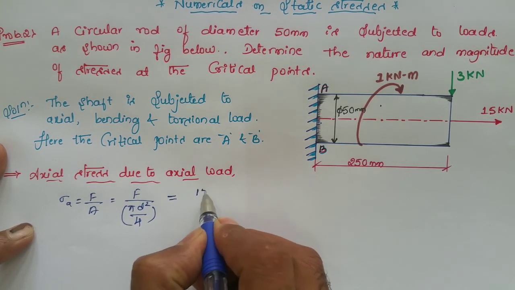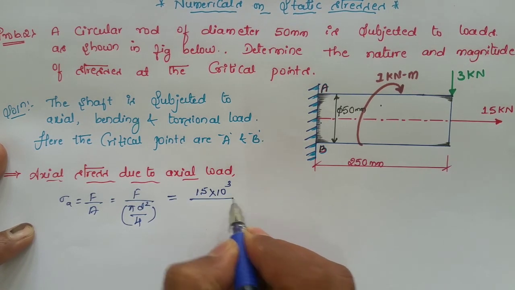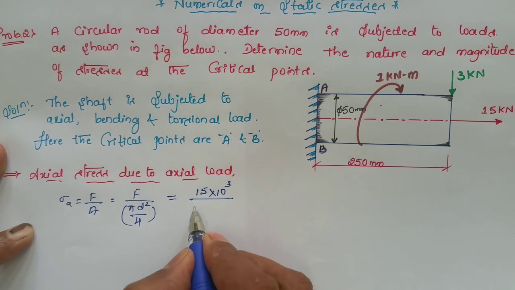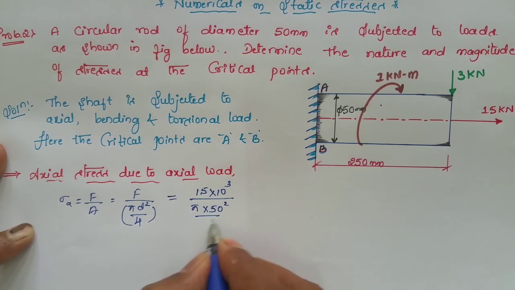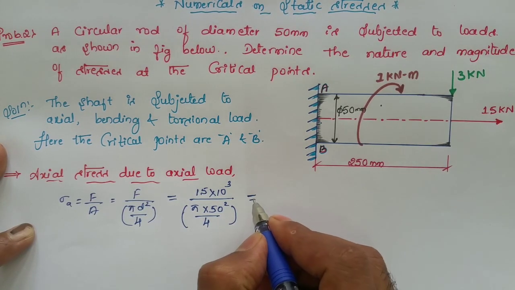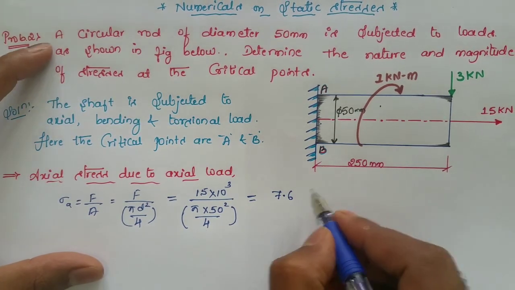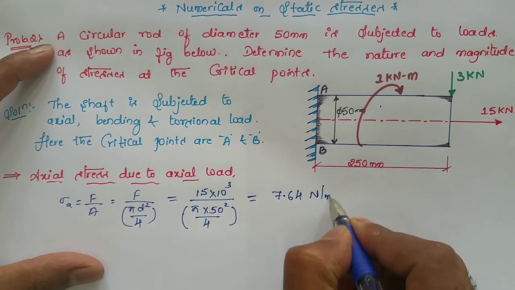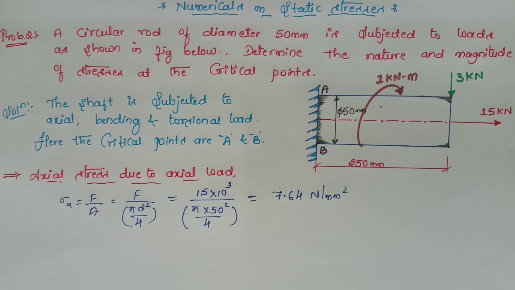Now the force is given, 15 kilonewton, and I will take it in terms of Newton, so it becomes 15 into 10 power 3. The diameter is given as 50, so I will take pi into 50 square by 4. Now we will simplify this. The value we are getting is 7.64 Newton per mm square. So this is our direct stress, or we can take it as the axial stress for the member due to the applied load of 15 kilonewton.